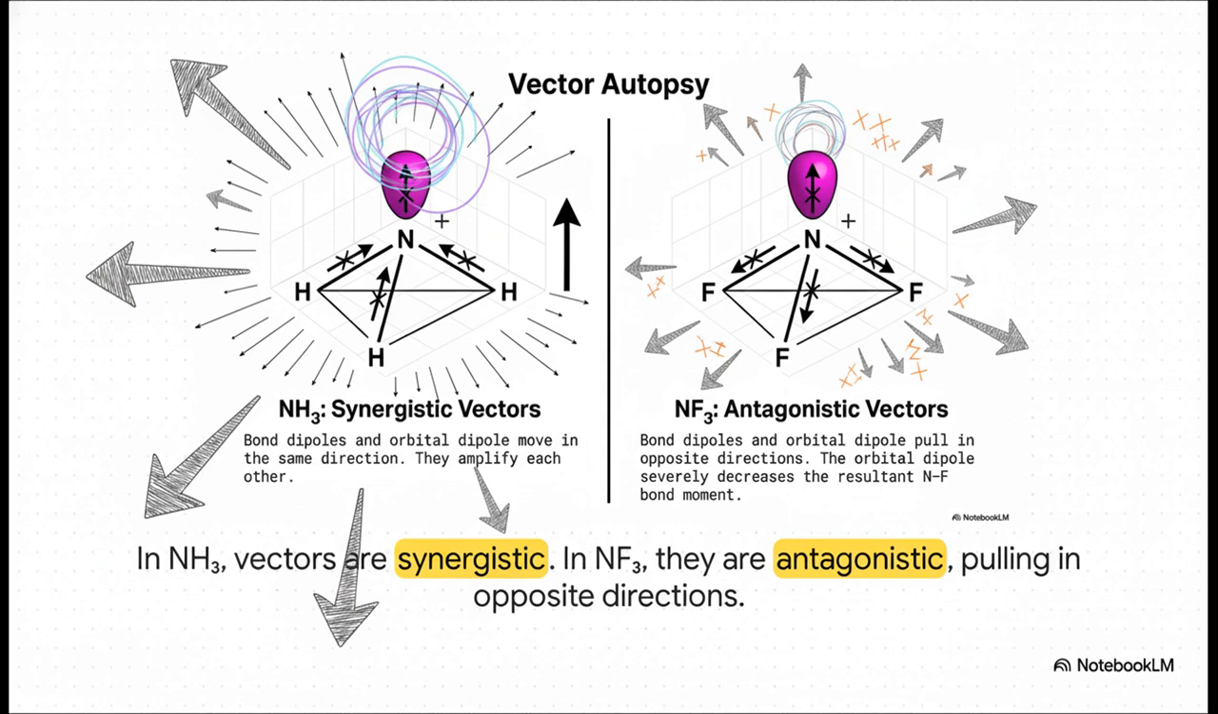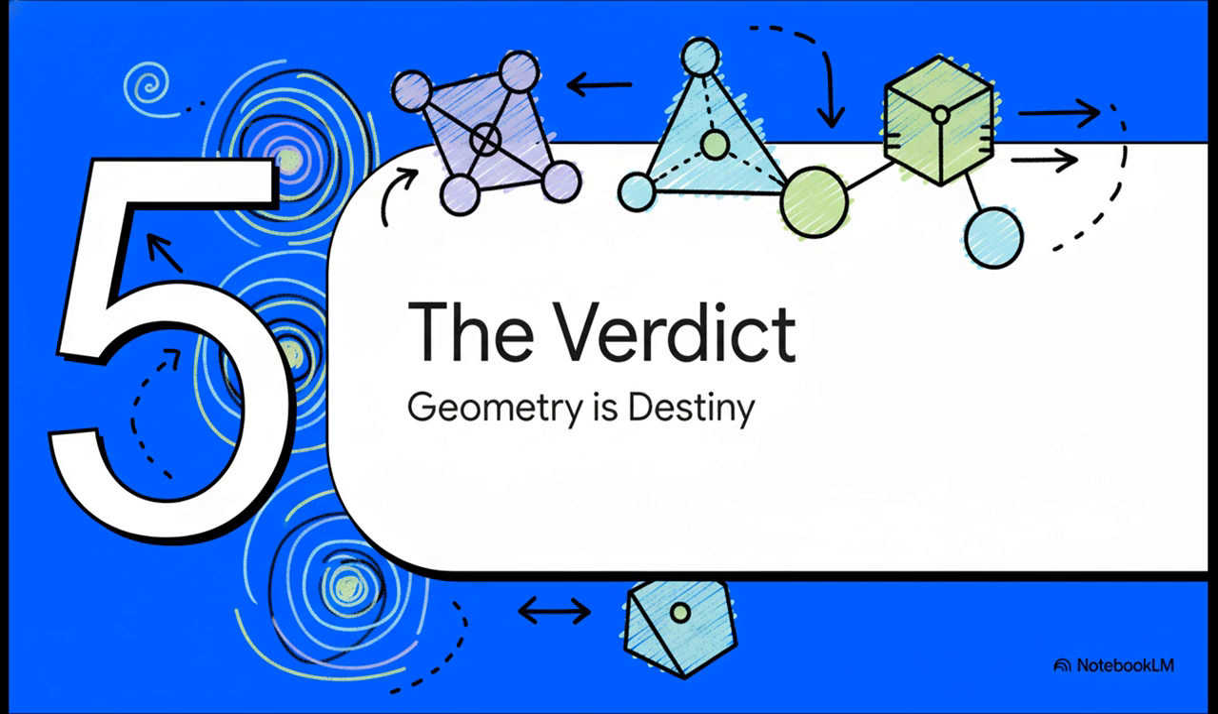But in nitrogen trifluoride, fluorine is more electronegative than nitrogen, so those 3 bond vectors now point down, away from the nitrogen. The lone pair's vector still points up. They're now fighting each other, they're antagonistic vectors, and they almost completely cancel out. Mystery solved. And so we reach our final verdict. When it comes to molecules, it all comes down to one thing. Geometry is destiny.